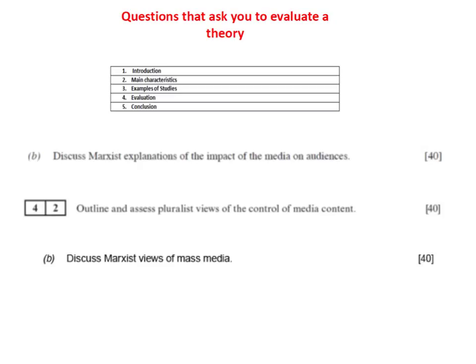The second type of longer essay question that could appear as the 40-marker in the media section would be a question that asks you to evaluate a particular theory. And for this type of question you need to adopt the 5-part essay structure, which is described in the second of the 2 general screencasts that I've made on how to write sociology essays. And here we see 3 examples of questions that fit this particular format from the media section.